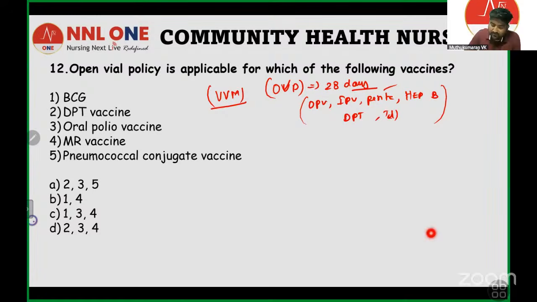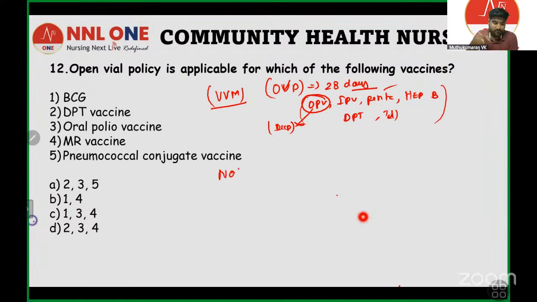Here we are having which is the most freeze sensitive vaccine, which is the most heat sensitive vaccine. Like OPV, we have to store in deep freeze, minus 20 to minus 25 degrees Celsius. So it is the heat sensitive vaccine, which is freeze sensitive, that you are going to comment. See, MCQ I am not discussing. First, we have to learn what is open vial policy, what vaccines are applicable for open vial policy, and which vaccines are not applicable.